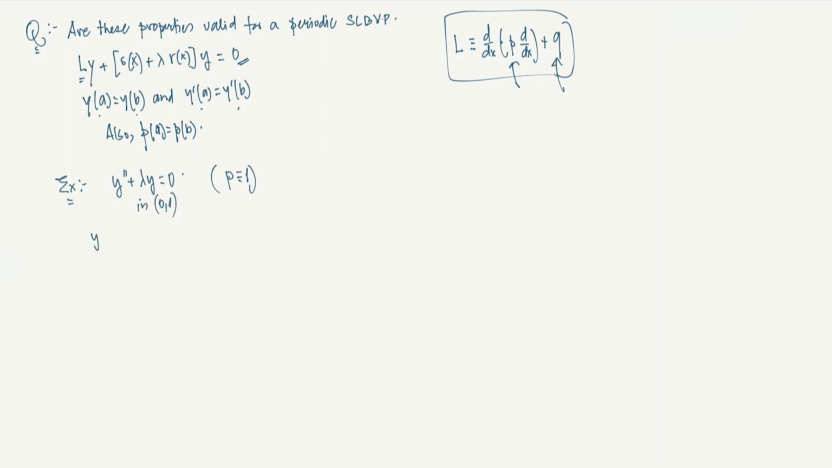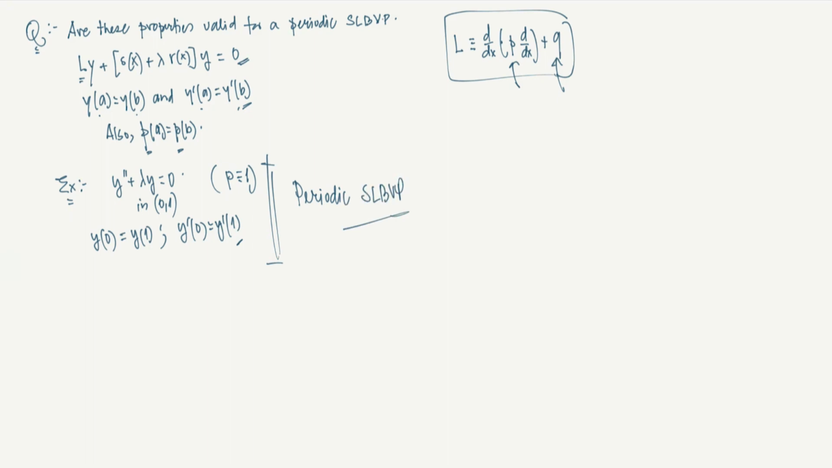Okay. And the boundary condition is y at the point 0 is y at the point 1, and y prime at the point 0 is y prime at the point 1. Okay. So you see here P is 1, so P of A will be equal to P of B. And again, these two boundary conditions are easily satisfied, as you can see. So this is an example of a periodic Sturm-Liouville boundary value problem or system.